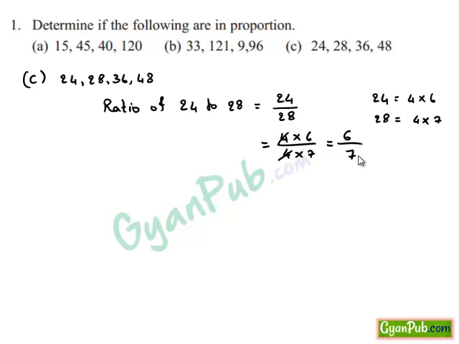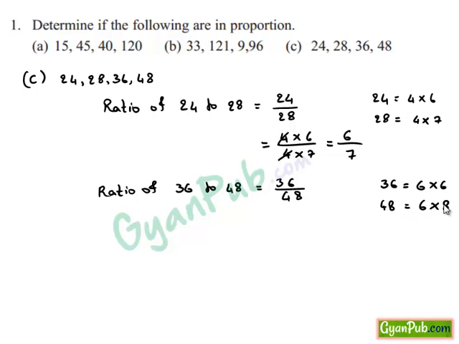6 upon 7. Similarly, ratio of 36 to 48 is equal to 36 upon 48. Here 36 can be written as 6 times 6 and 48 can be written as 6 times 8. So by rewriting this, 6 times 6 upon 6 times 8, 6 in the numerator and 6 in the denominator gets cancelled, which gives the ratio of 36 to 48 as 6 upon 8.